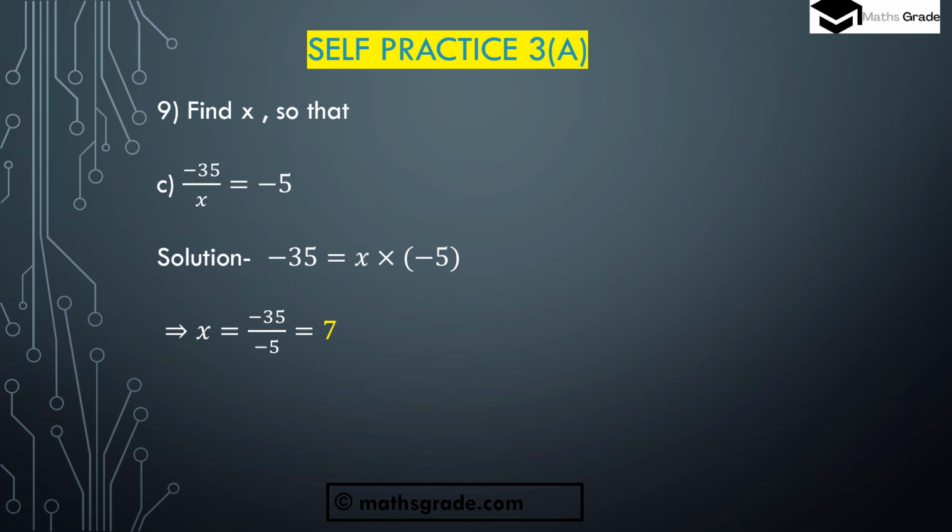Now we solve question number C. Minus 35 divided by x equal to minus 5, which gives minus 35 equal to x multiplied with minus 5. Now x equal to minus 35 divided by minus 5, which is equal to 7. So the value of x is 7.